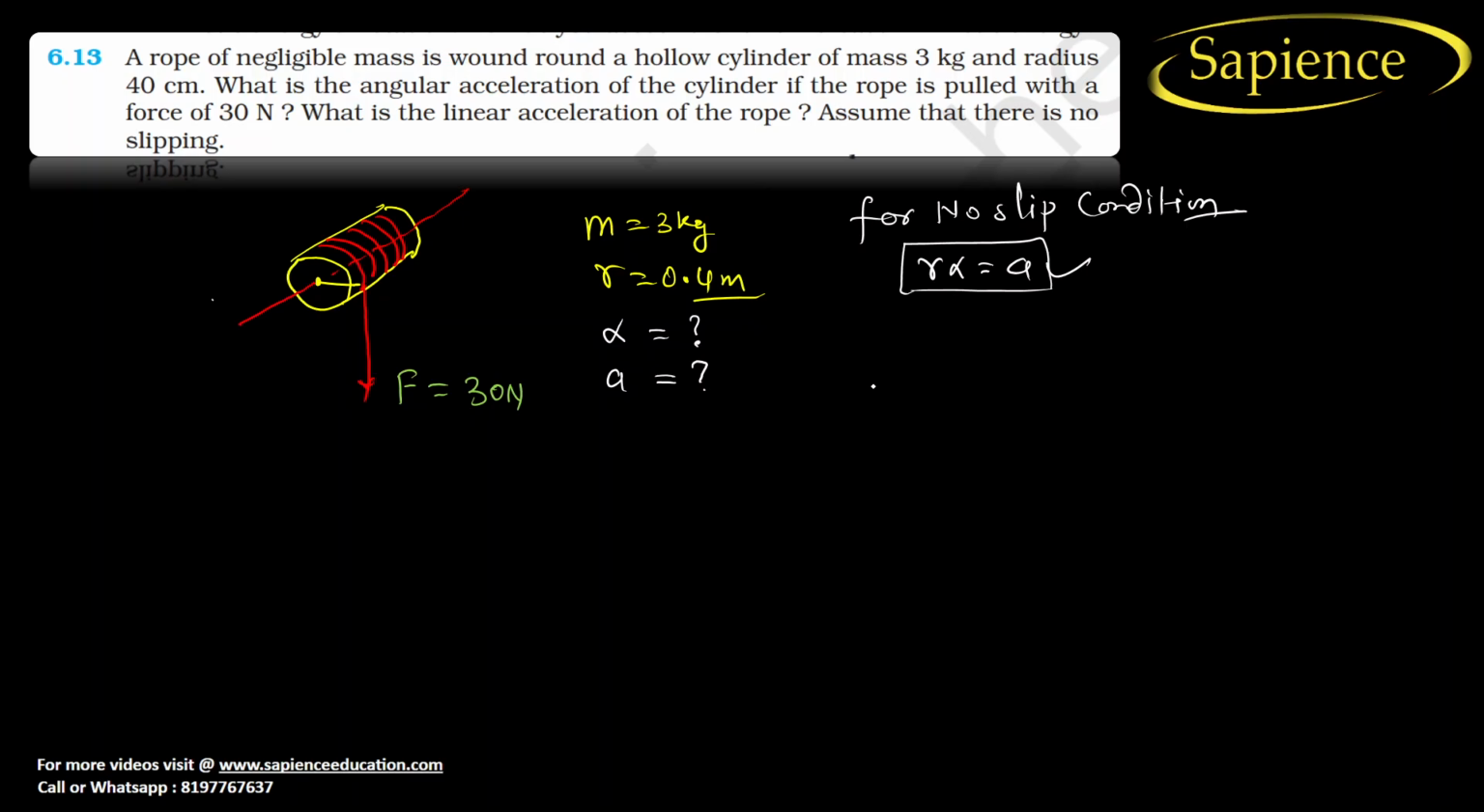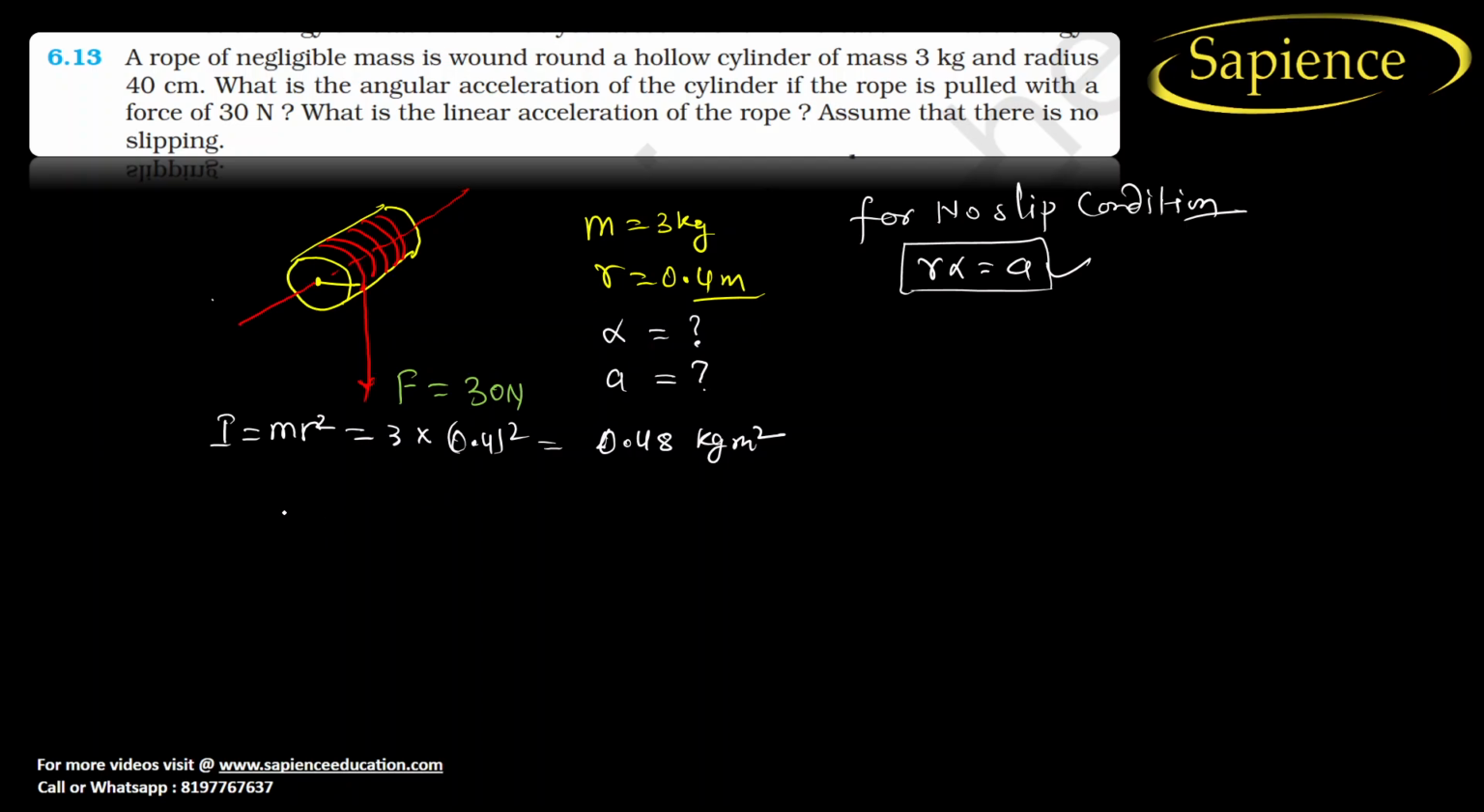Before that, we know that I for the cylinder, that is the moment of inertia for the cylinder, is equal to mr square. So mass is 3 kg into r square, means 0.4 whole square. While we calculate this, we will get 0.48 kg meter square, right?